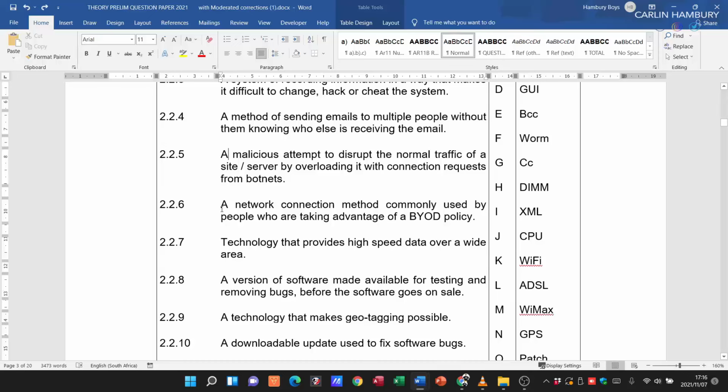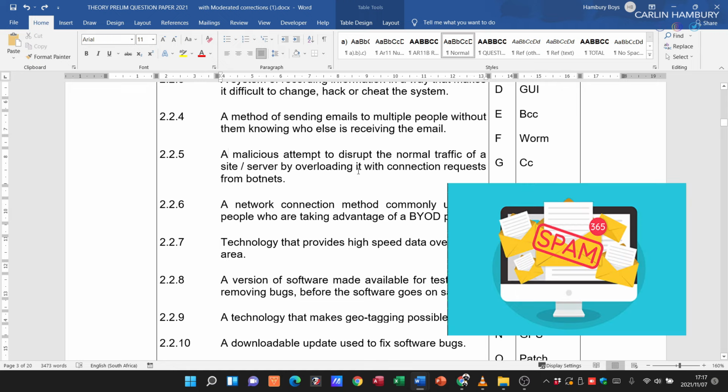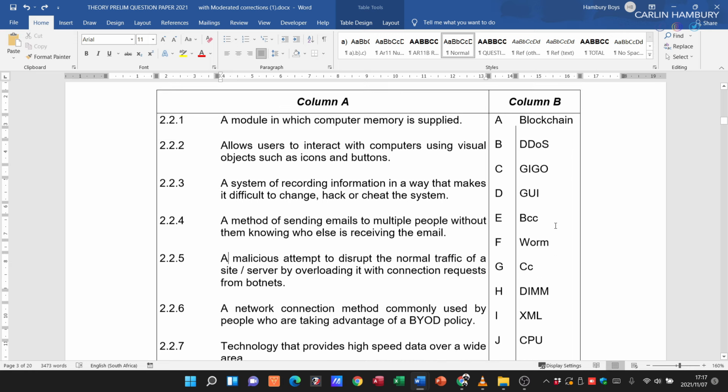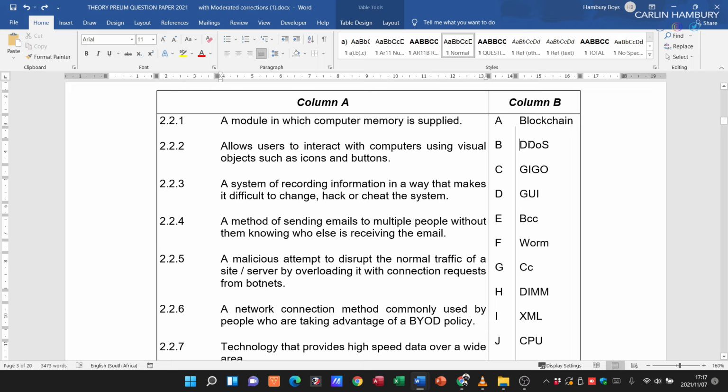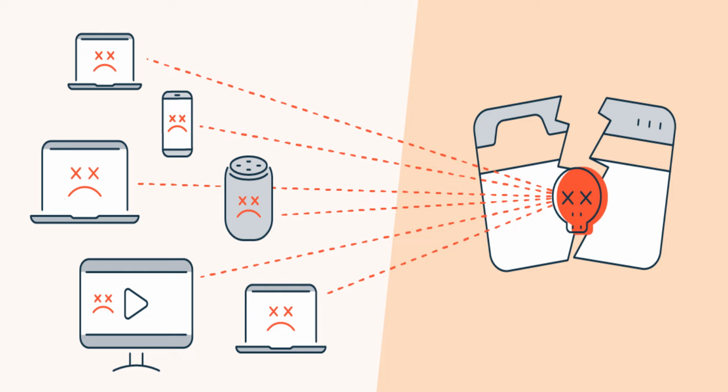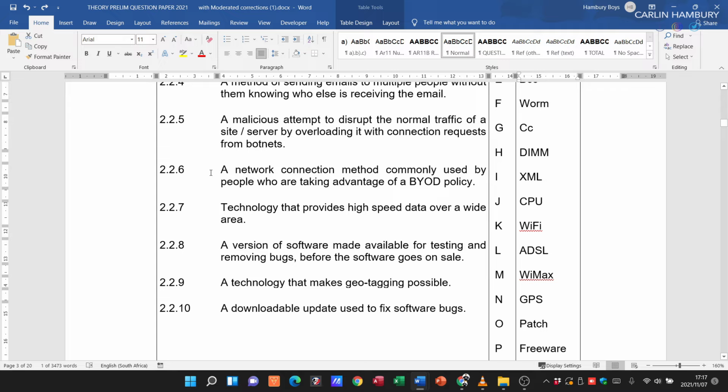2.2.5, a malicious attempt to disrupt the normal traffic of a site or server by overloading. I can already think about sort of spamming, something like that. Overloading it with connection requests from botnets. Let's have a look. There we go. DDoS. This is the denial of service attack. There's been many over the years that have taken down various servers of different companies. So yeah, it's like you having 500 people just come to your door to ask you questions, and you just can't deal with all of that. You get overloaded, and the servers just back up.